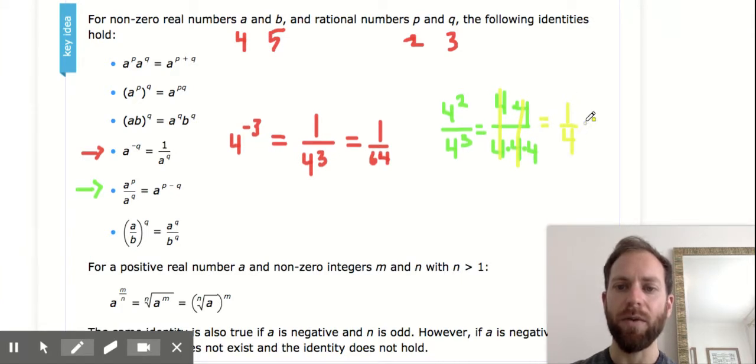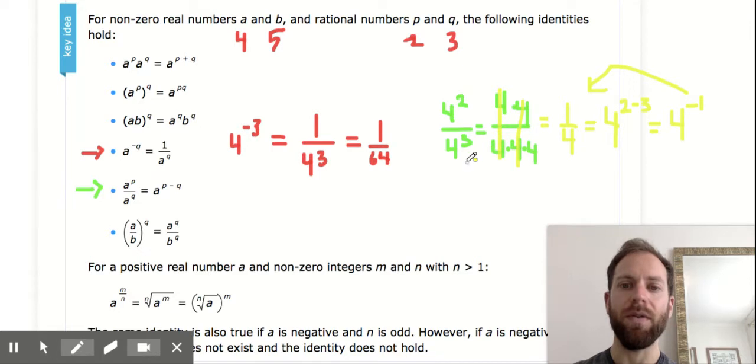And another way to write 1/4 is 4 to the negative 1 power, which is what you get when you just subtract them, right? 4 to the negative 1 power is the same as 1/4. So you can see why this holds true. When you're dividing exponents and they have the same base, you can just subtract them.